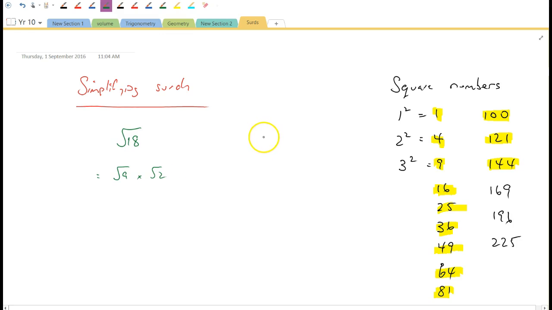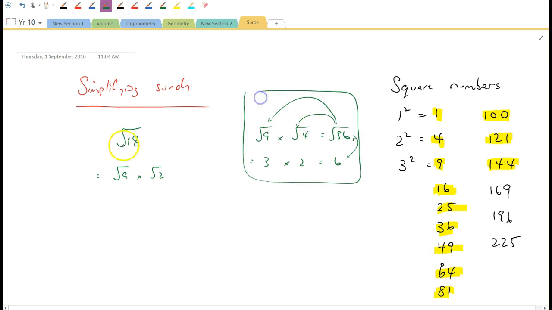Remember, I'll convince you of this: the square root of 9 times the square root of 4. You know the square root of 9 is 3, and you know the square root of 4 is 2, so that's actually equal to 6. And if you multiply 9 and 4 together, you get 36, and you know that they're equal. So you can split 36 up into its factors 9 and 4, and it's still okay to do that. So this is our rationale for doing this.